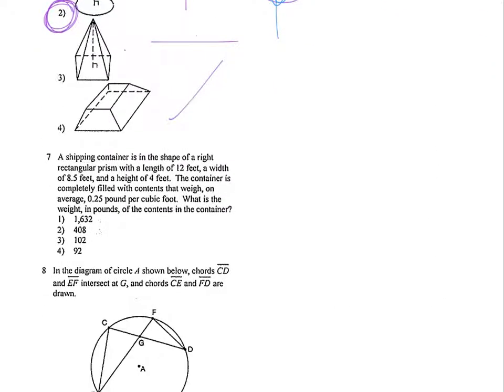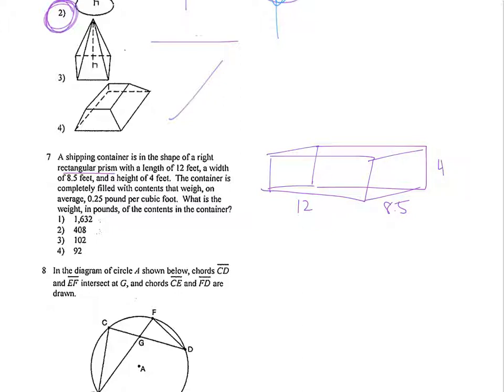Number 7, a shipping container in the shape of a right rectangular prism. So that's like a tissue box, but it's a shipping container, so it holds way more than tissues. It has a length of 12, a width of 8.5, and a height of 4. The container is completely filled with contents that weigh, on average, 0.25 pounds per cubic foot. What is the weight in pounds of the contents of the container? If we're filling this container completely with objects, that's called the volume.